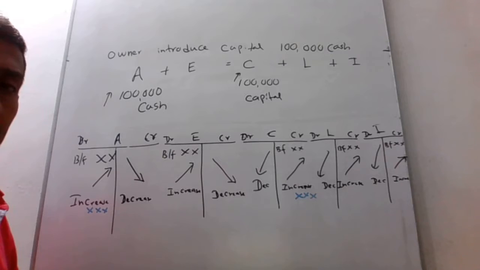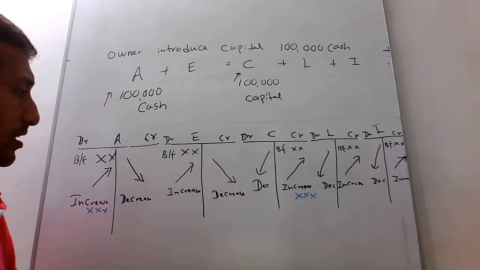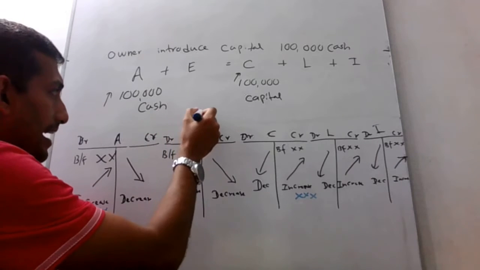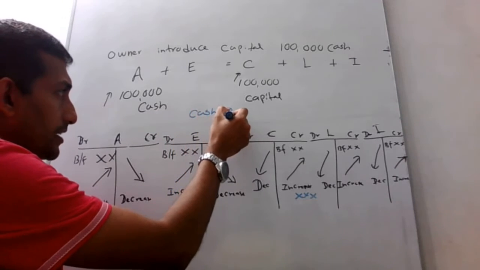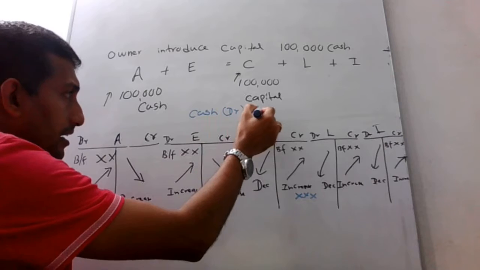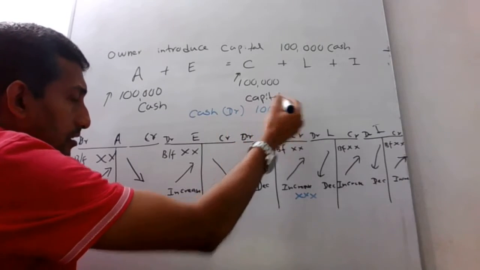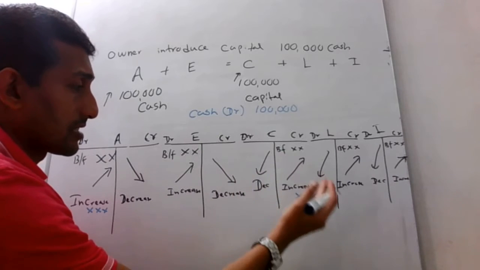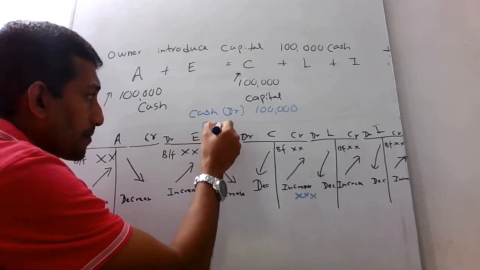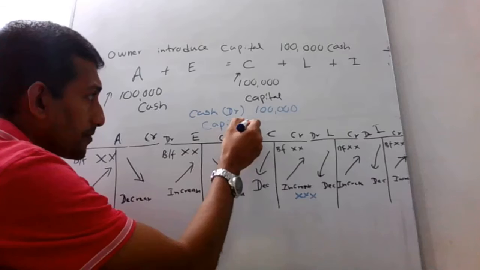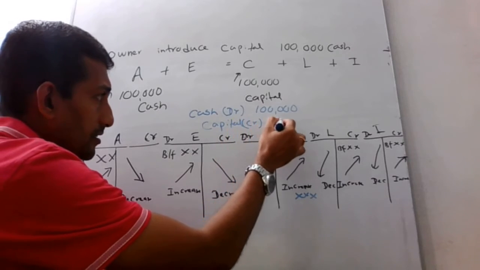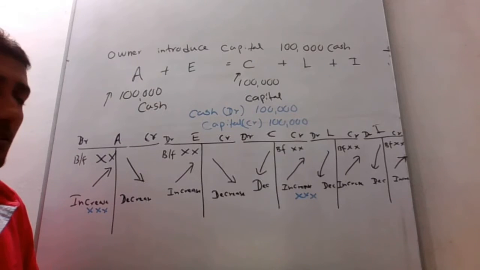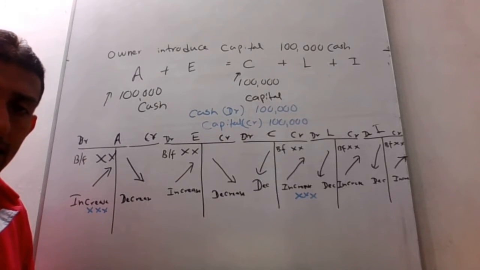So what would be the double entry system? The two entries would be, I will write the first one, the cash will debit by 100,000. The capital account, because it's crediting, because it's increasing, I will write capital credit 100,000. So let's write another transaction.